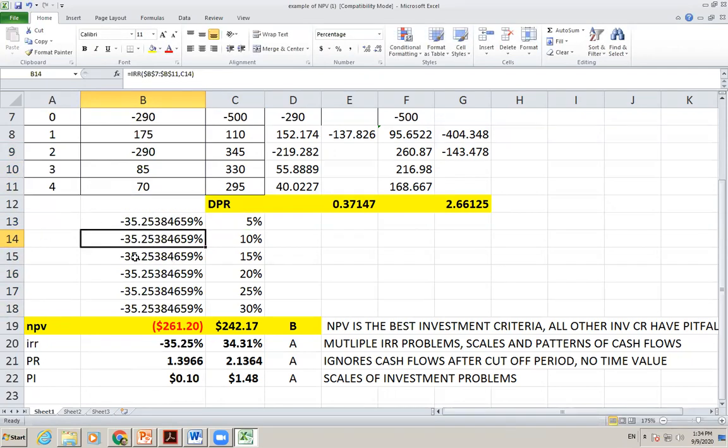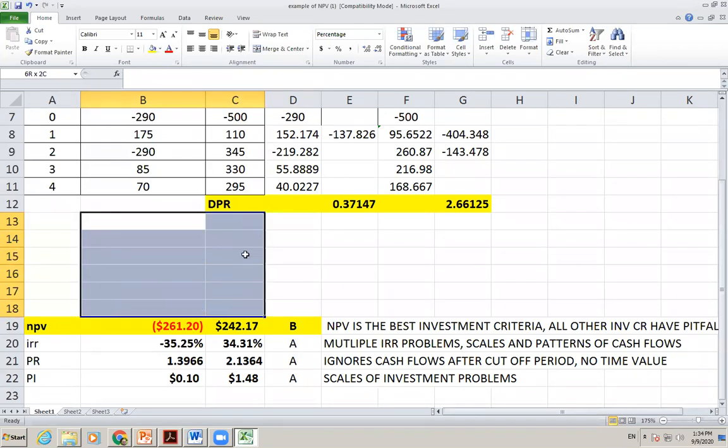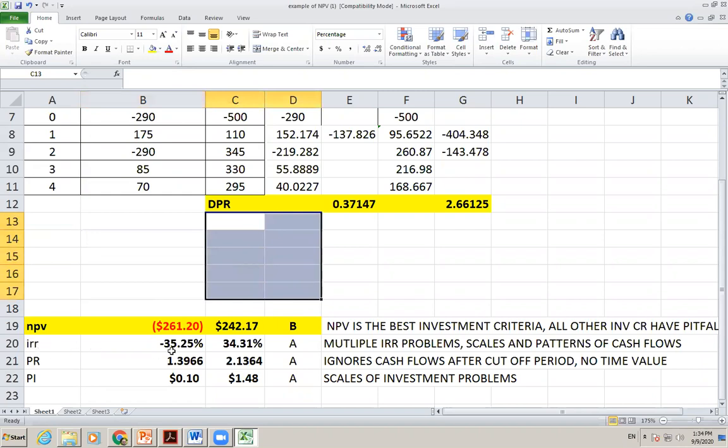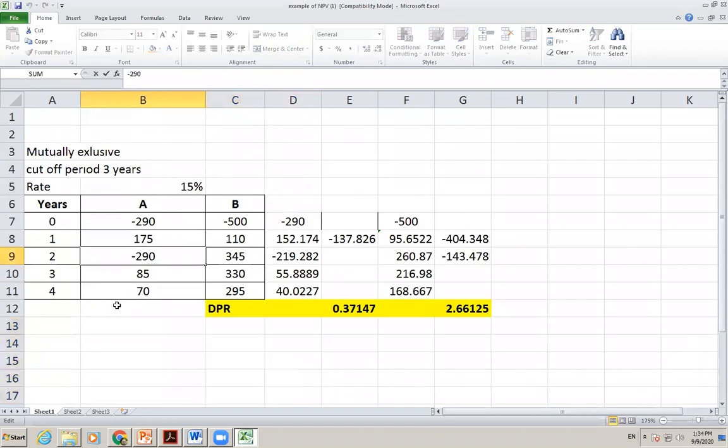Okay, anyway, it doesn't work here. I don't know why I have to fix it. But as I told you, you're not responsible for calculating multiple IRRs. It's meaningless to calculate it because you're not going to use it. But anyway, you have to at least calculate the first IRR, where the NPV is equal to 0.